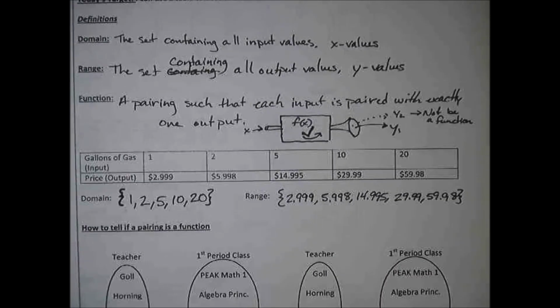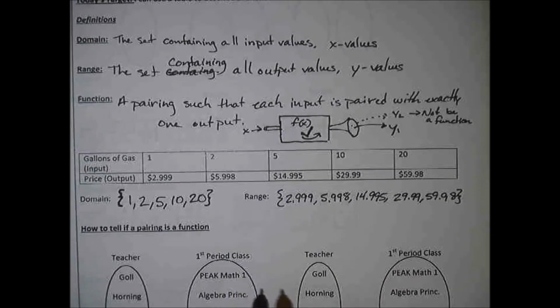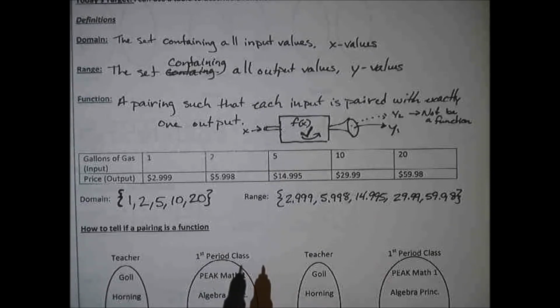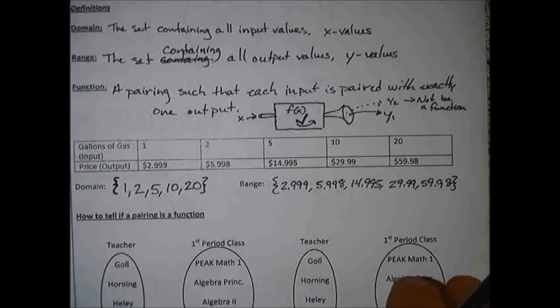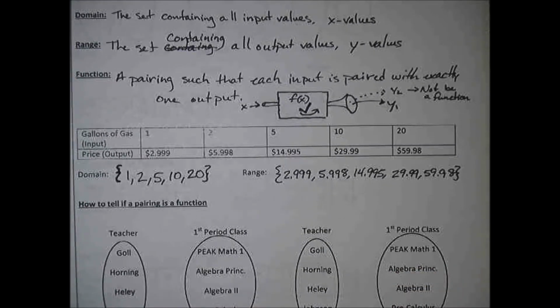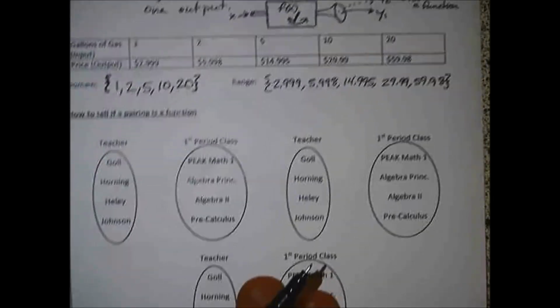So don't think of range as the statistics range where you're taking the highest one minus the lowest one. We don't do that here. Range is just defined as all the y values of whatever function you have. Let's talk about whether something is or is not a function.